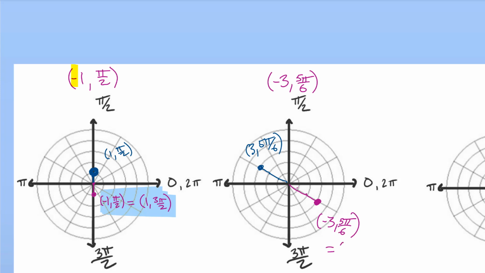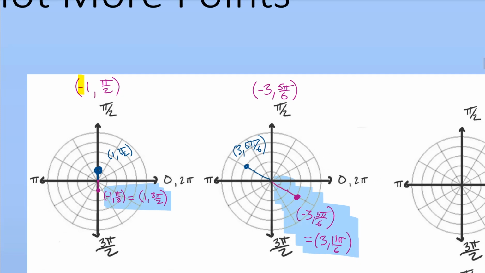But it's also equivalent to 3 comma 11 pi over 6, just by adding pi to it. Those are the same things, but there's our graph. It's not even a graph, it's a point. Those lines there are just to help us see it.